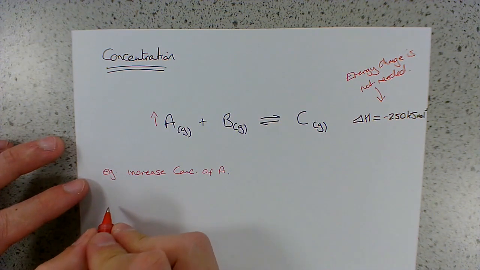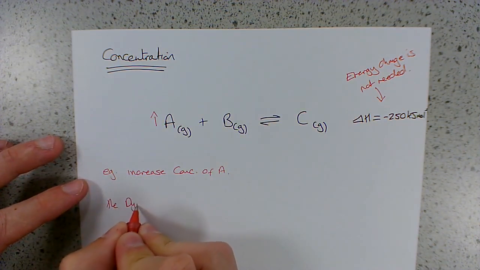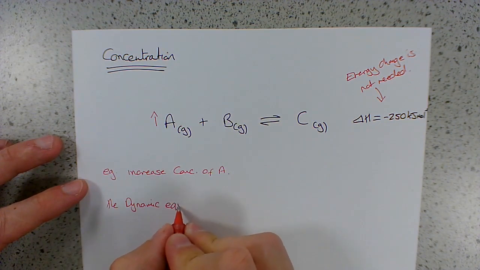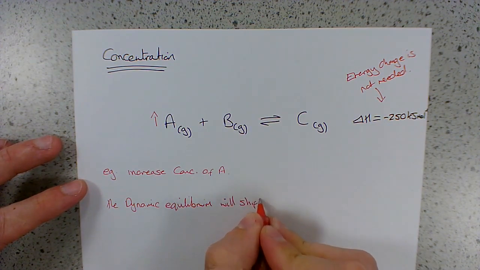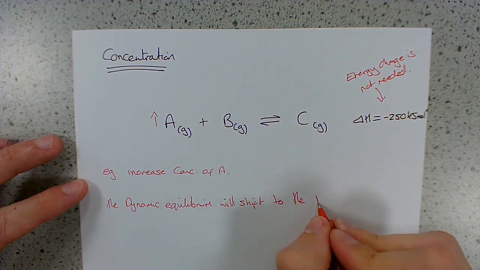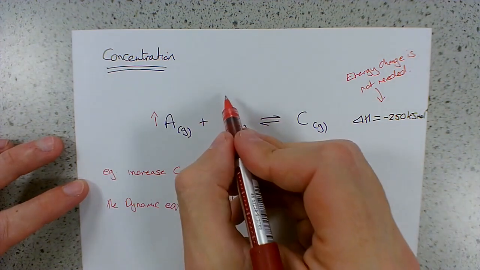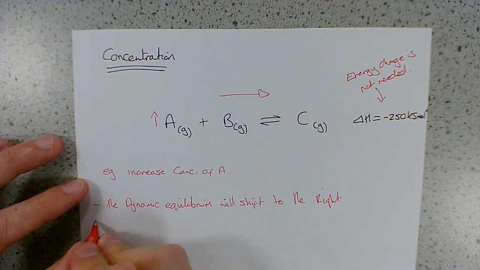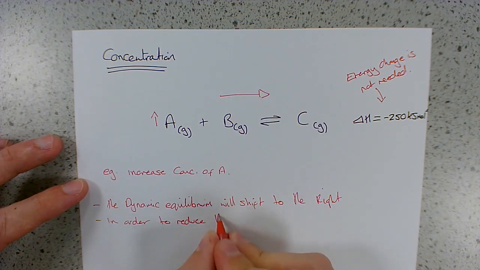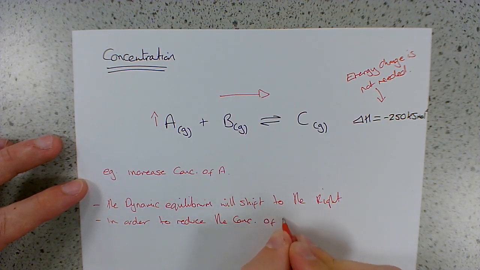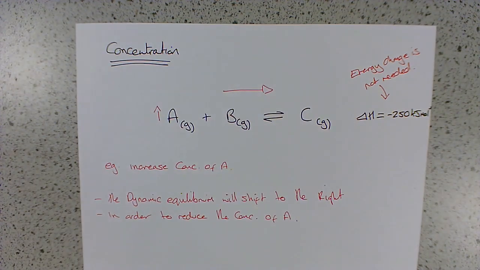So the dynamic equilibrium in this case will shift to the right, in order to reduce the concentration of A. So it's shifted to the right, it's favoured the forwards reaction because the forwards reaction would reduce the concentration of A, which is the opposite of what I did.